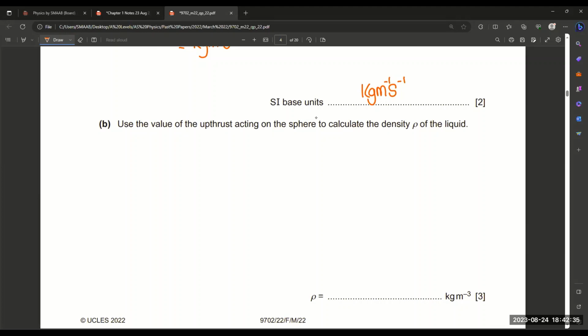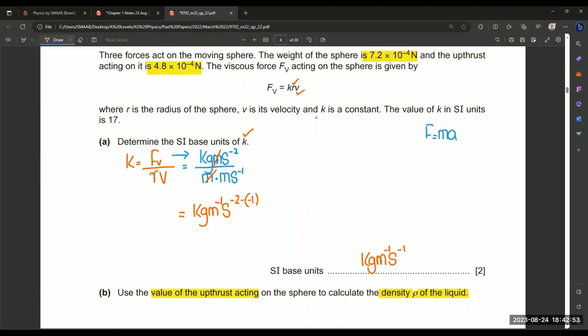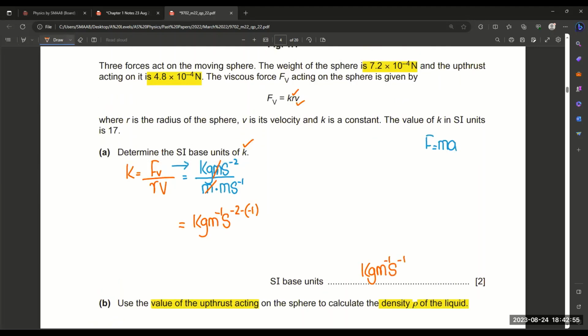Okay, now they are asking: using the value of the upthrust acting on the sphere, calculate the density of the liquid. So value of upthrust to calculate density. Let's see where the value of upthrust is. Yes, this is upthrust, 4.8 exponent minus 4. This is the value of upthrust. And what you need to find out is the density of the liquid.